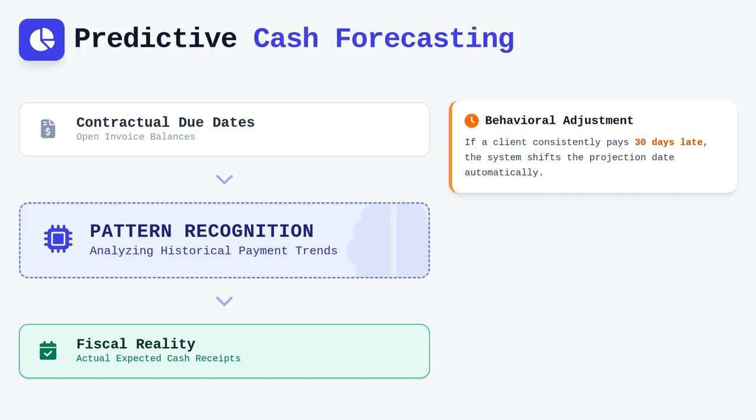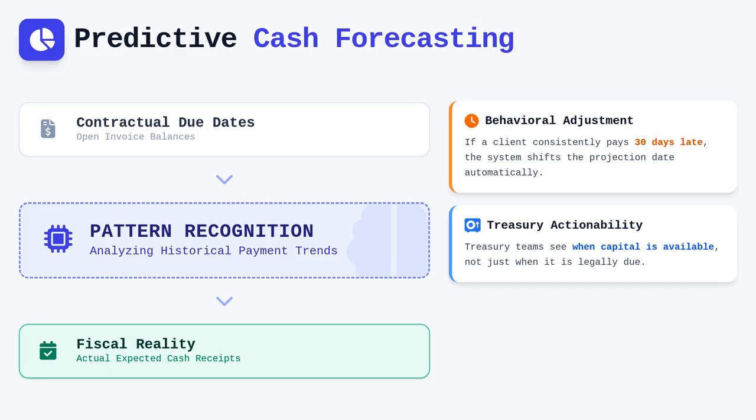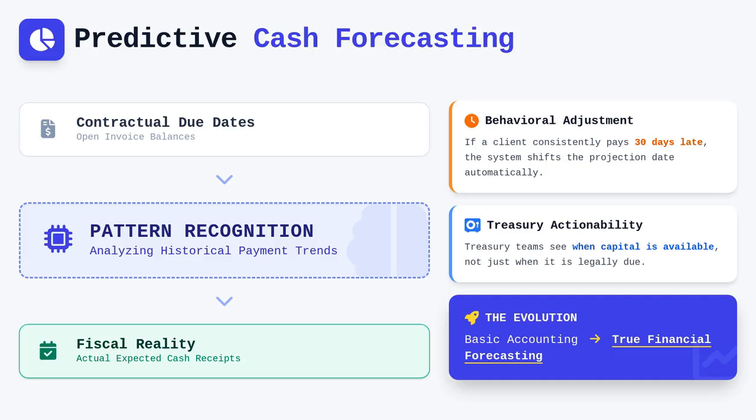This adjustment makes the forecast much more actionable for treasury teams who need to understand when capital will actually be available versus when it is merely contractually due. By relying on pattern recognition rather than just contractual deadlines, the system moves beyond basic accounting towards true financial forecasting that reflects fiscal reality.